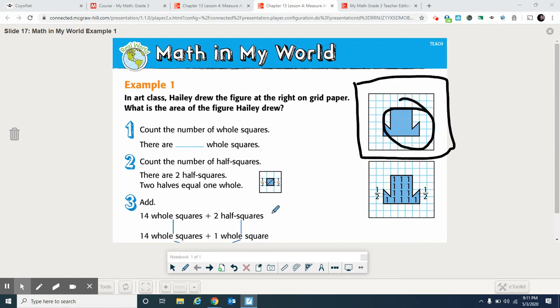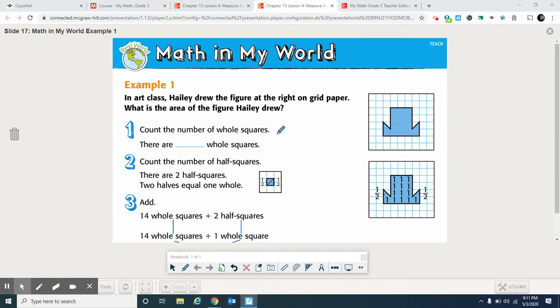Okay, to measure the area, we have steps for how to do it. The first step is we need to count the number of whole squares and then count the number of half squares and then add. Again, the first one is we need to count the number of whole squares, and second we need to count the number of half squares, and the third one is we need to add the whole squares and then the half squares.